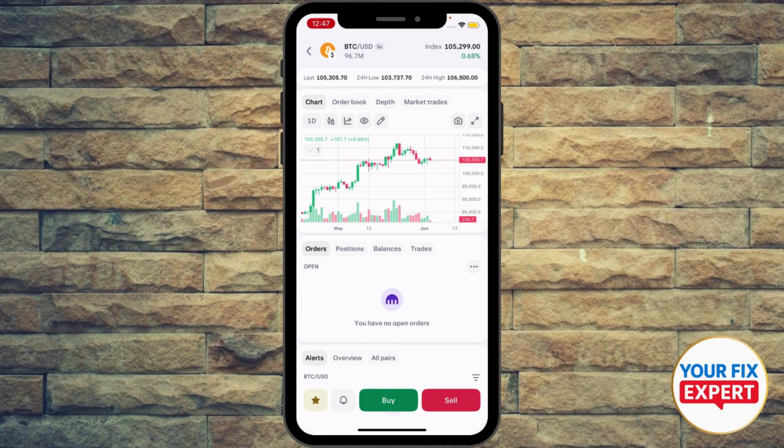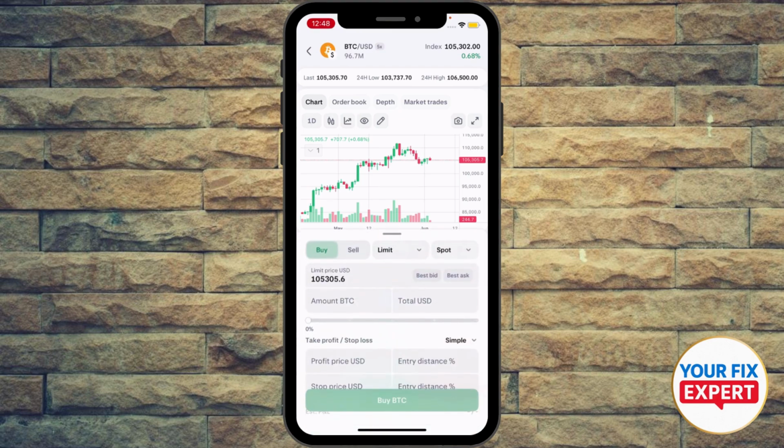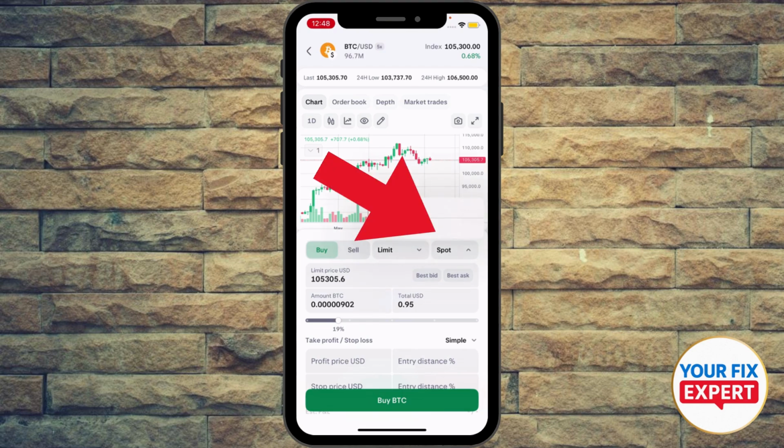Now, if you want to buy, you could just go ahead and hit buy. If you want to sell, same thing, right? And of course, enter the amount in BTC, okay? And next to the limit, you're gonna see spot. If you click on it, you're gonna see two options: margin and spot.